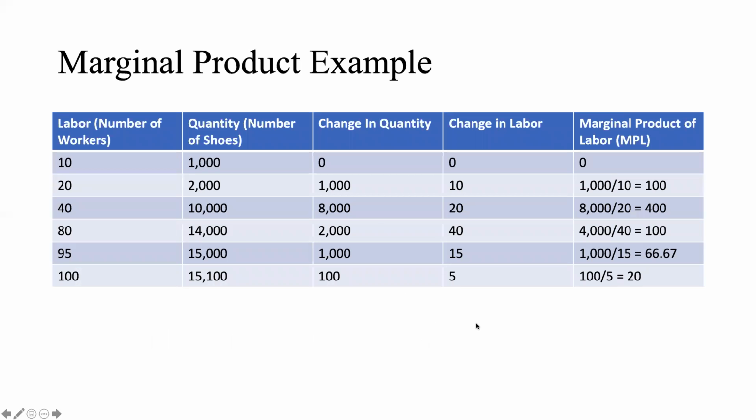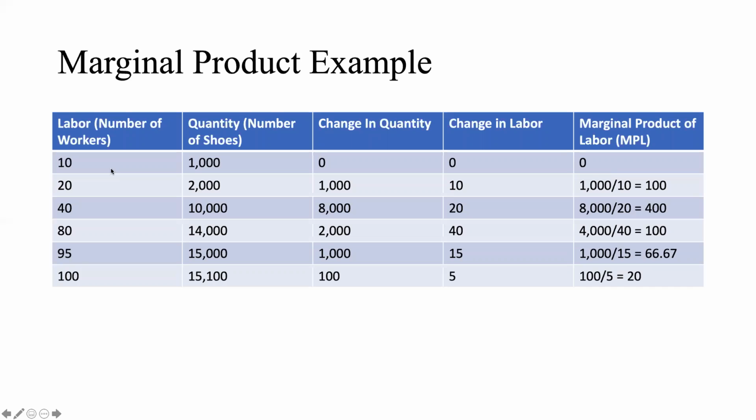So here we have an example of marginal product. So remember, for marginal product, we need to have the change in quantity, the change in labor, and we need to take the change in quantity divided by the change in labor to get the marginal product of labor. So in this example, we have labor as number of workers, we have quantity as number of shoes, and then we determine the change in quantity, change in labor, and the marginal product of labor.